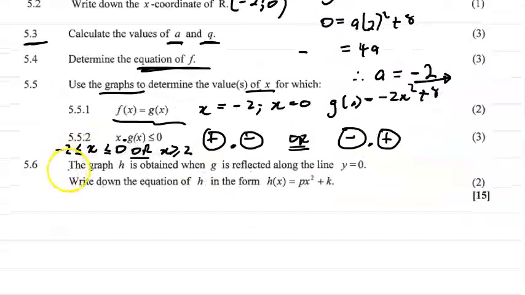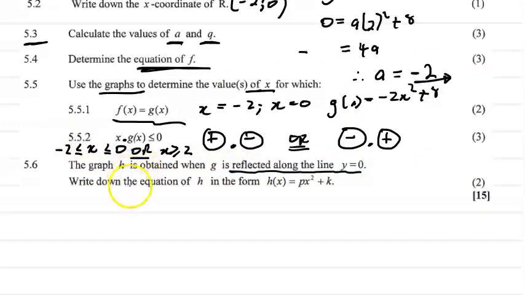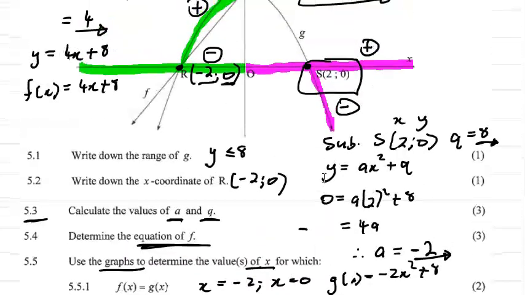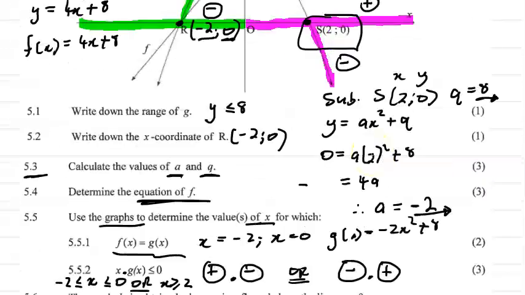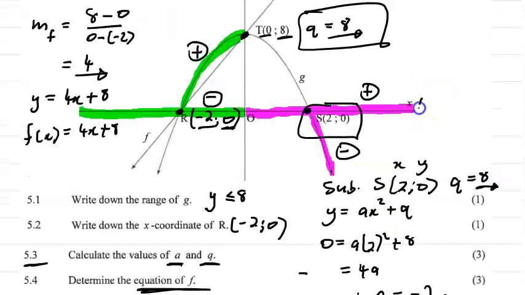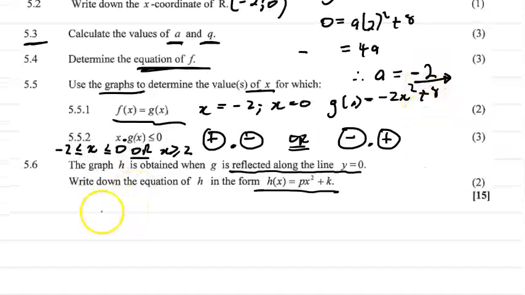Now, the last one is the graph h is obtained when g is reflected along the line y equals 0. Write down the equation of h in the form h of x equals px squared plus k. Now what's happening? Reflected along the line y equals 0 is this line over here, the x-axis. All you need to remember is the reflection for the x-axis. That means h of x is now going to become, remember, g is the one being reflected, it will be minus g of x.